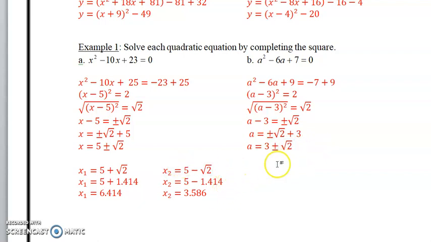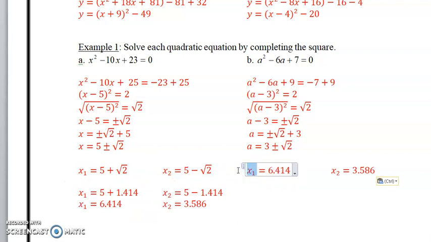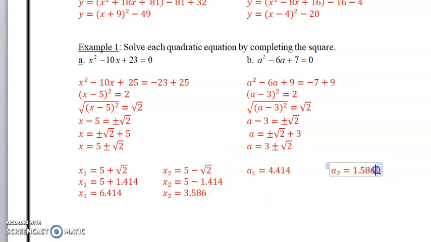And then you do the same thing you did down here, but I'll just do what a equals. So I'm going to skip a little bit of work here. I'll just say that a1, a2, and this would be 3 plus 1.4, so it would be 4.14, and that would be 3 minus, so it would be 1.59. Okay? So these are your answers here.